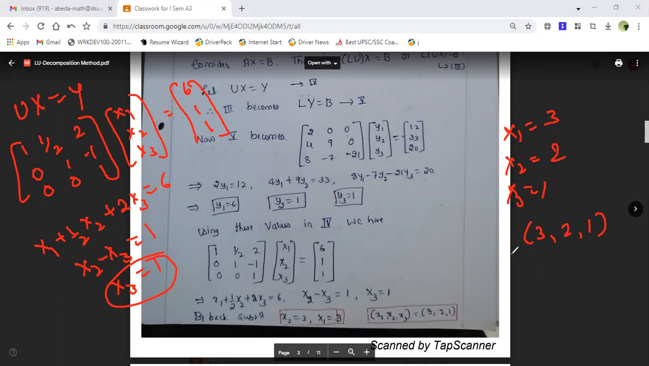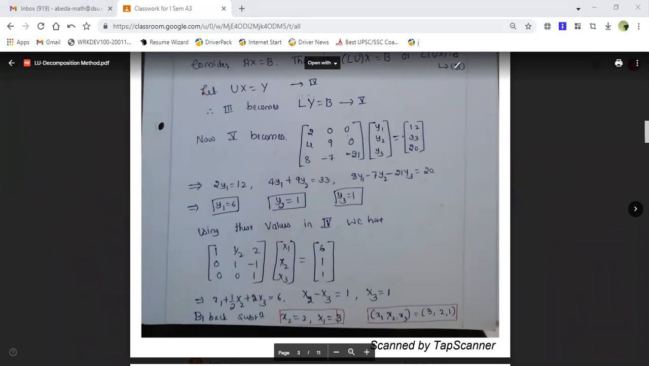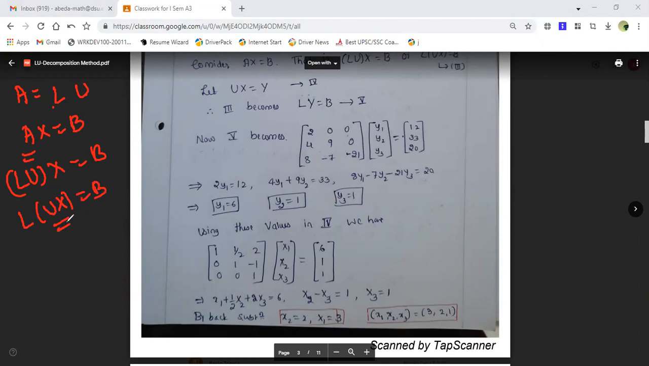In this way, we find the values of x1, x2, x3 by using the LU decomposition method, or it is also called Cholesky's method. So simple. What is the hint you are supposed to remember here? First you have to write your A as the product of L into U. Then as you know that AX is equal to B, it is L into U into X is equal to B. The same thing can also be written as L of Ux is equal to B. Let's consider Ux is equal to Y, that is Ly is equal to B.